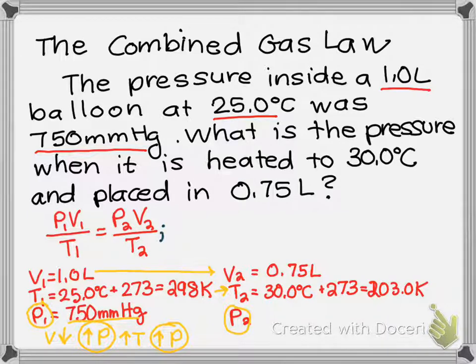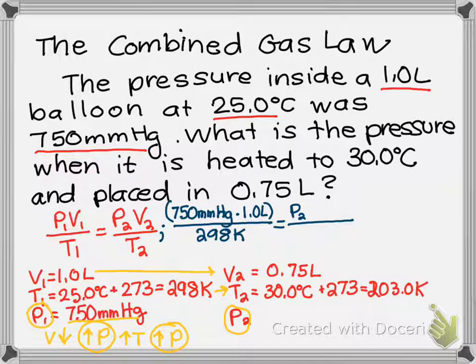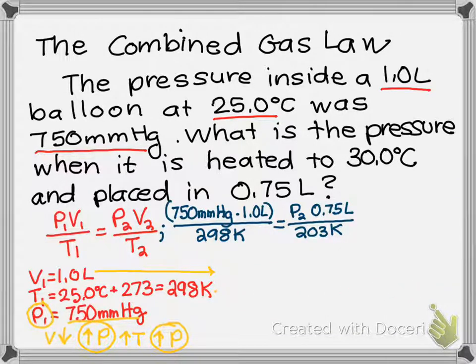So let's plug in here. I have 750 millimeters of mercury, and you can use any units of pressure, times 1 liter. On the top, I'm dividing that all by a temperature of 298 Kelvin. And this whole side right now, those are all numbers. We know everything on that side. I'm looking for the pressure of 2, and the volume is 0.75 liters, and the temperature is 203 Kelvin. So if you don't mind, I'm going to erase this part right here since I've already used it so I can complete the work there.